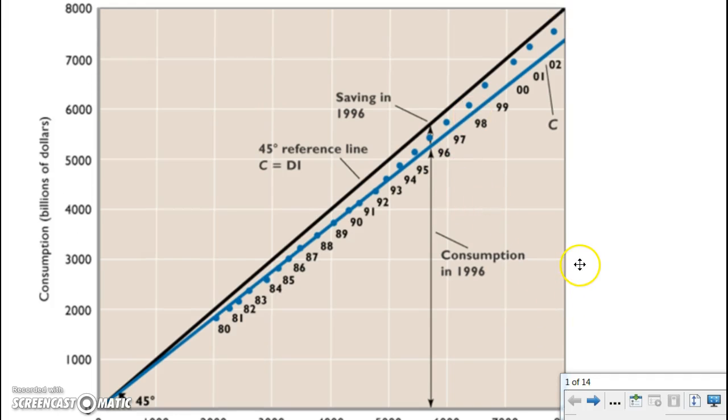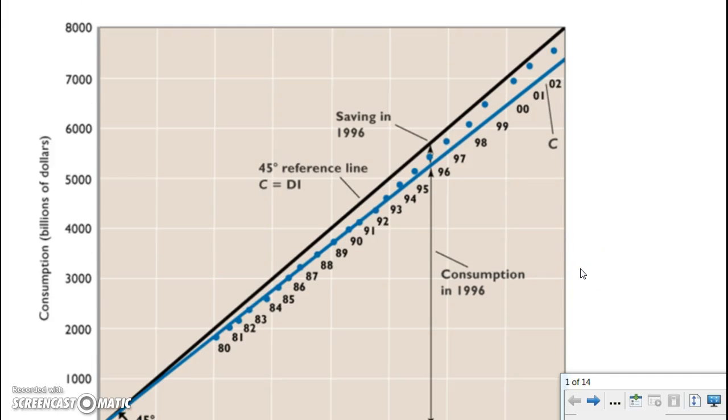Income is what determines consumption. That's what John Maynard Keynes suggested in his analysis of the economy. It doesn't have to do with interest rates. They're not going to impact consumption. It doesn't necessarily have to do with other factors like exchange rates or unemployment rate. It's about income. So if incomes go up, as we can see here, consumption goes up.